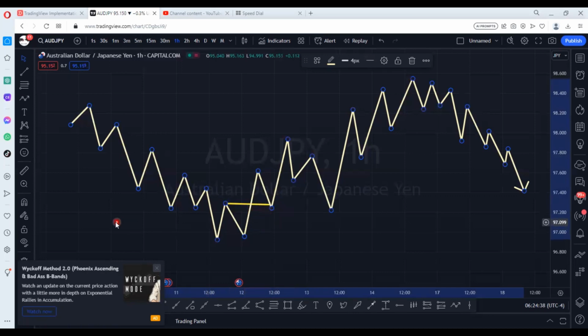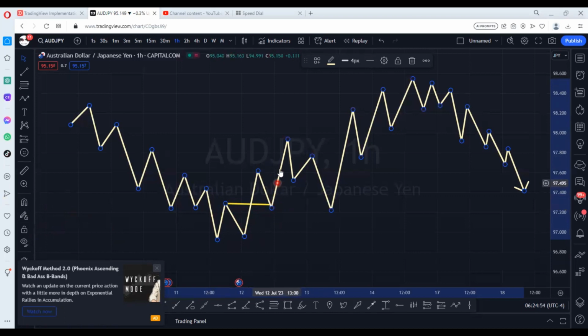Now, there might be other things which have happened at the back. There may be a zone, a bullish zone right here. So the market came to respect that bullish zone. So when you see something like this, you take your buy.